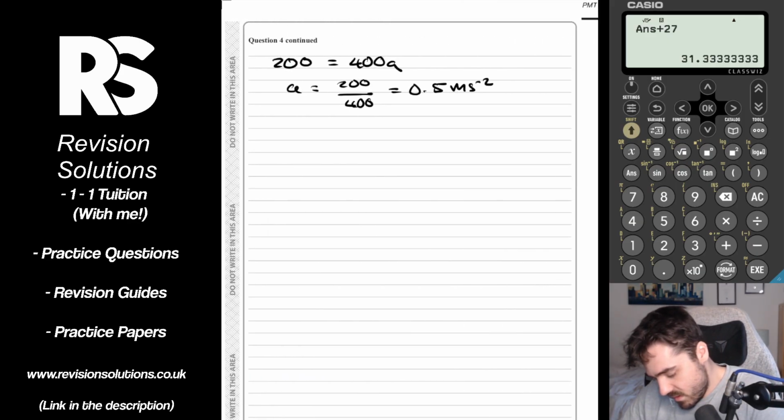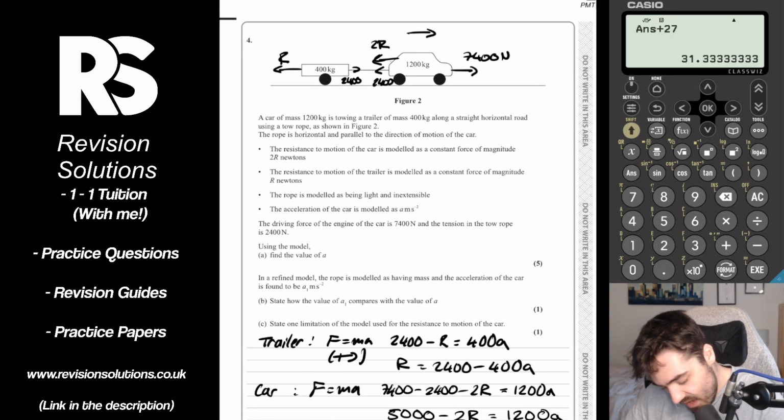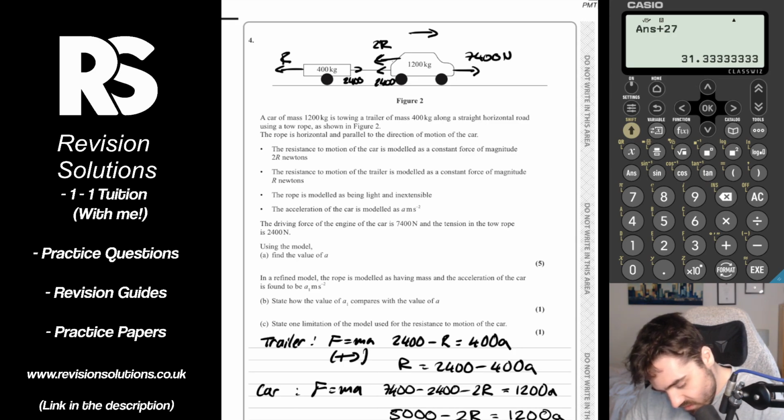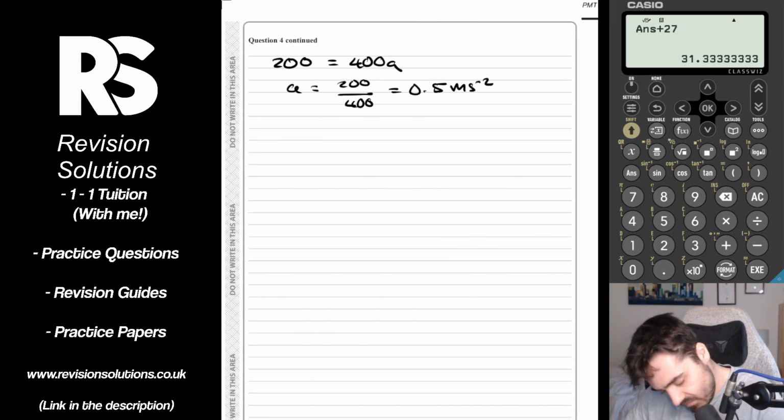It says state, actually, so we don't need to even explain ourselves. So we'll just say that a1, which would be the new acceleration, would be smaller than a. This is for part B.